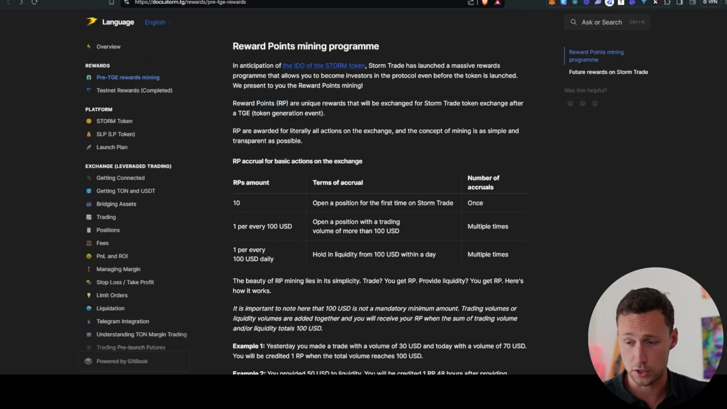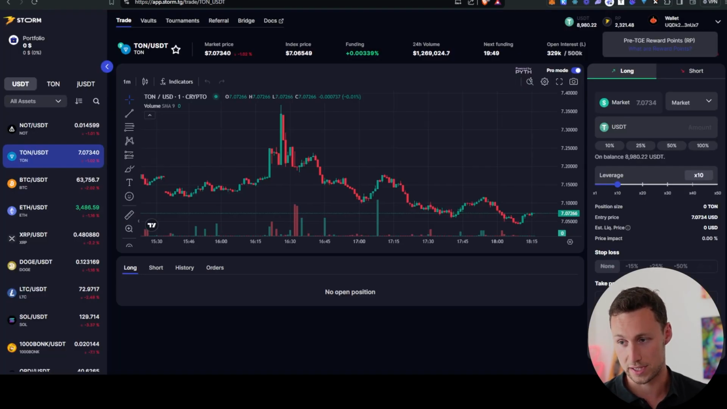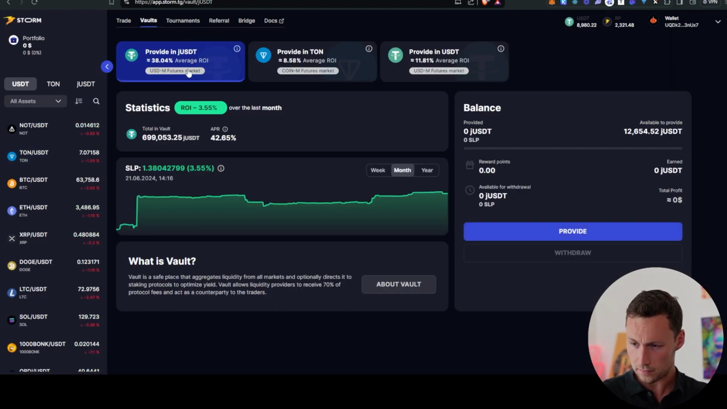And there's three main ways you can earn points on Storm. First is you open your first position, you get 10 RPs. Second off, every time you open a position with more than 100 USD, you get 1 per every 100 USD. And third, if you deposit liquidity into the Storm Trade vaults, then you get 1 point per 100 USD daily. And these are the vaults here. You can deposit either stablecoins or Ton. The Ton is actually a decent yield compared to liquid staking. It's almost 9%. However, the yield on this really stands out with this JUSDT. That's a form of bridged tether, and currently you're earning about 38% APY on it.